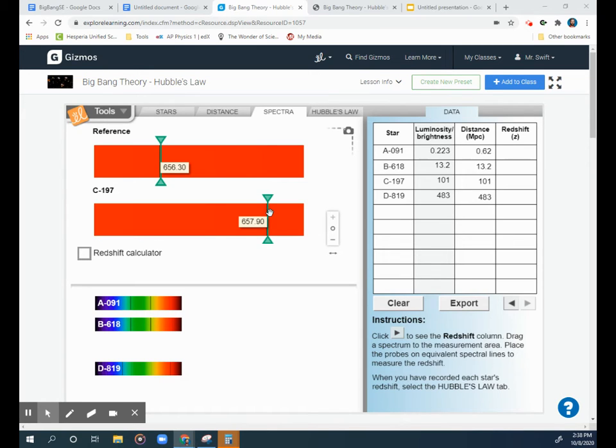You may have chosen a different spectral line, and that's okay. It should turn out very similar. Your results should turn out the same because they've all shifted over the same amount. But let's take these two.